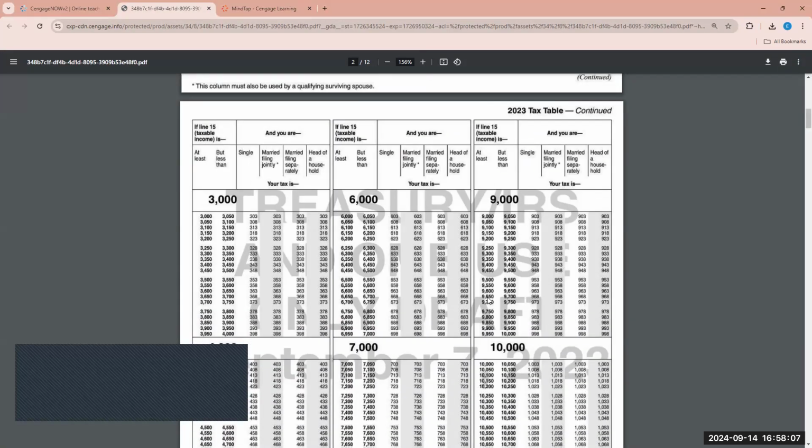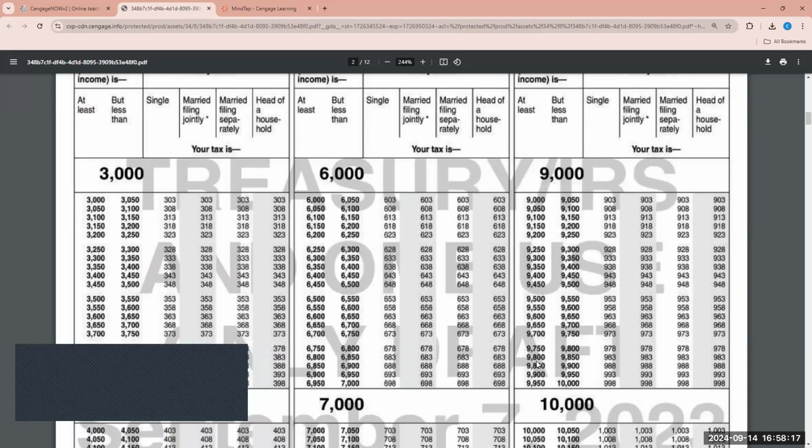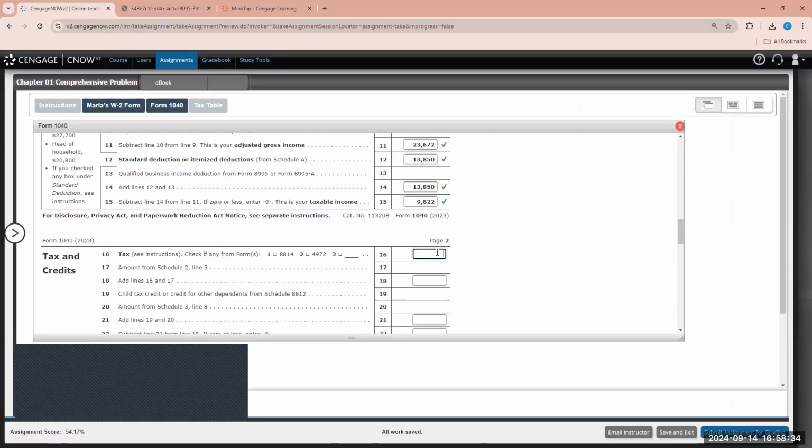Here we see we're in a 9,000 range, and it's 9,822. So we find a range: at least 9,800, but less than 9,850. Therefore, based on this information, Maria's tax liability is $983. So the tax is $983.